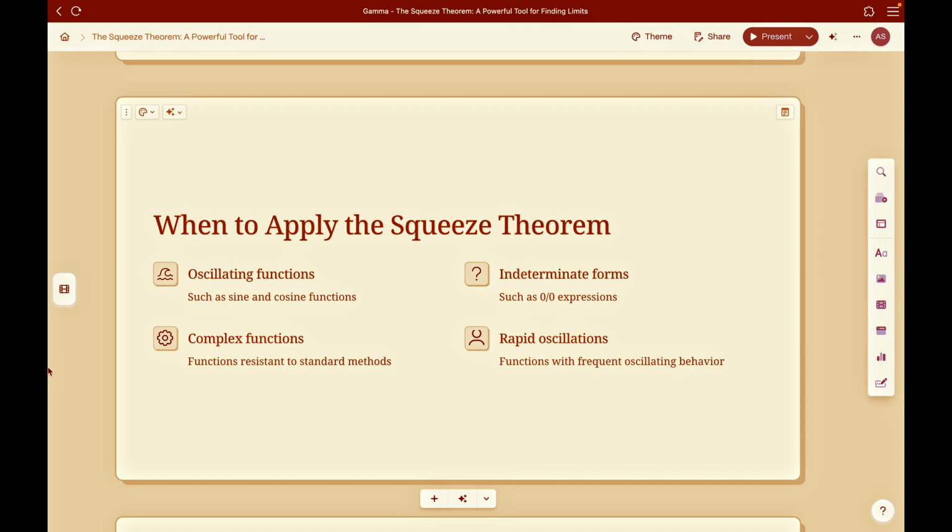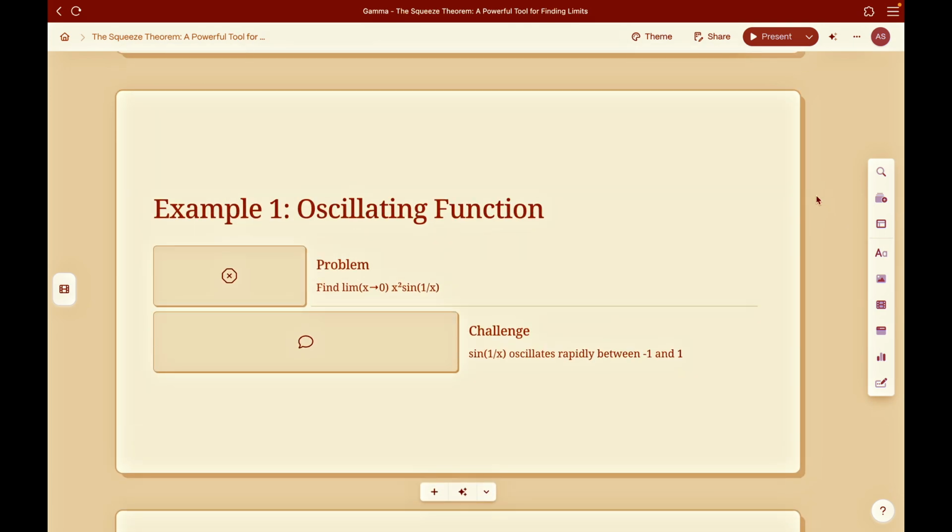Complex functions: basically, if it's even more complicated and even factoring won't work, which ties into the second reason, indeterminate forms. Then number 4 is rapid oscillations, not just oscillating functions, but functions that oscillate very rapidly, where it's difficult to tell the limits using regular methods. So let's move on to the example, or should I say examples.